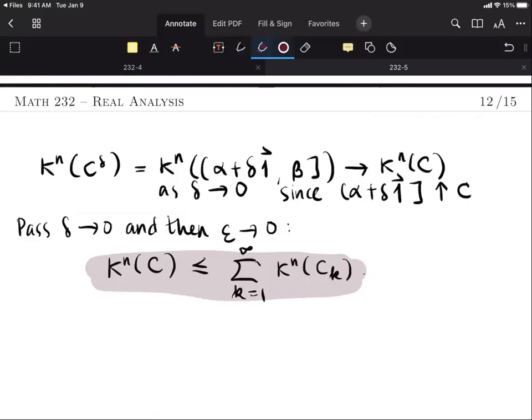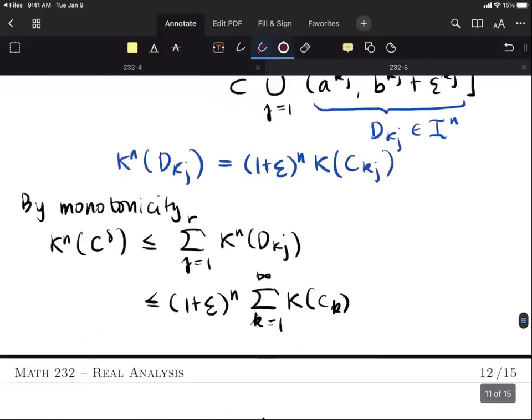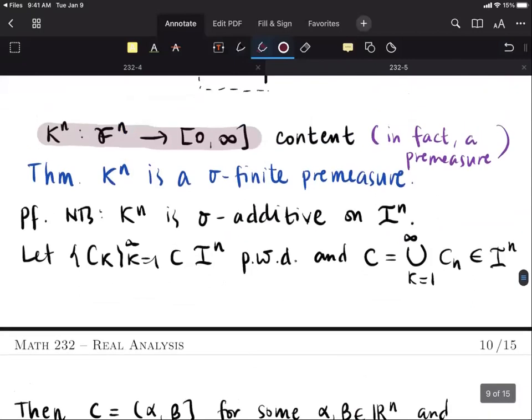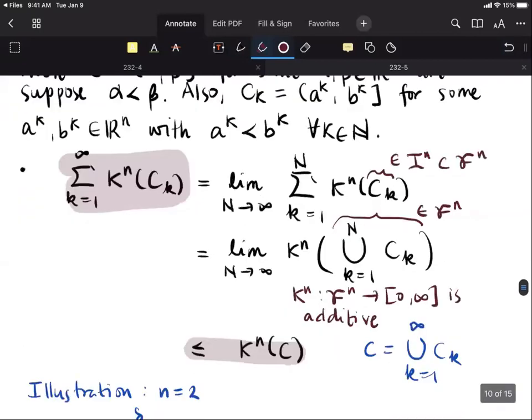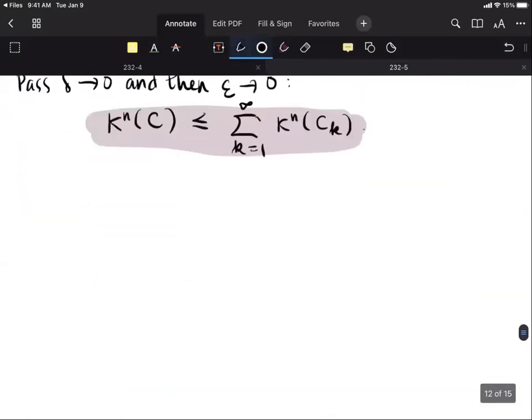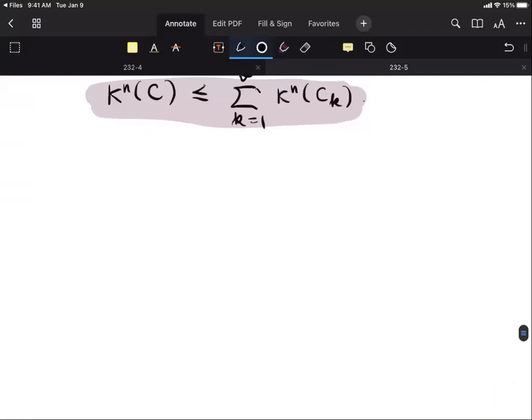Hence, kappa n is also a pre-measure on the cells In, and by the Hahn extension theorem, kappa n is also a pre-measure on the elementary figures. We also need to show that it is sigma finite. Well, that is quite easily shown in the following.